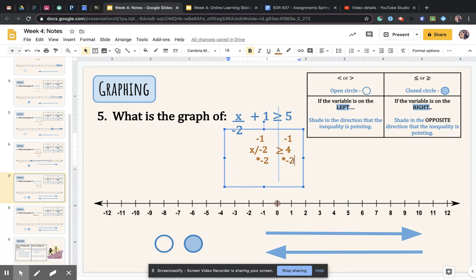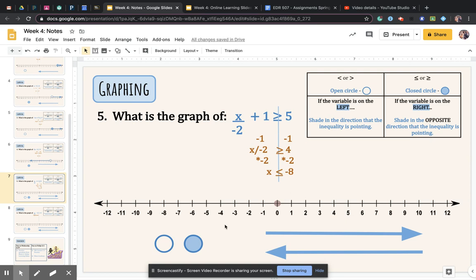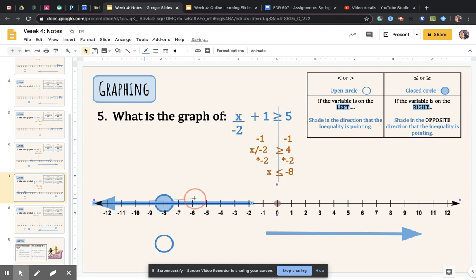And then when we do that, negative 2 being divided and then multiplied leaves us just with an x. Because I'm multiplying by a negative number on both sides, our sign is going to flip, but it will still be equal to. And then 4 times negative 2 gives us negative 8. So it is equal to, so it will be closed circle on negative 8. It is pointing to the left, so my arrow is going to point to the left. And there we go.